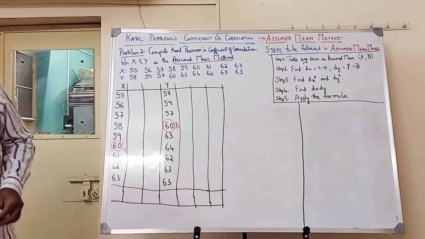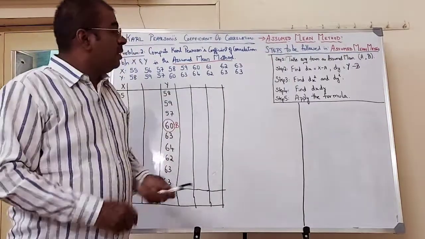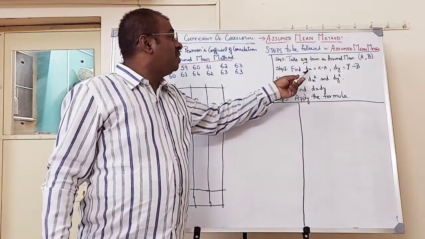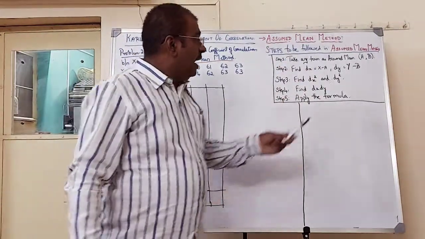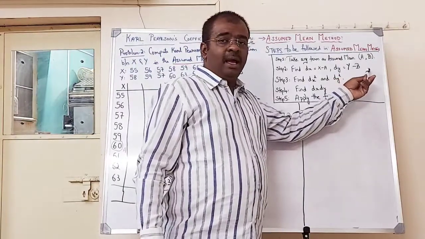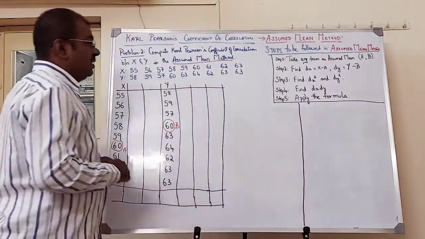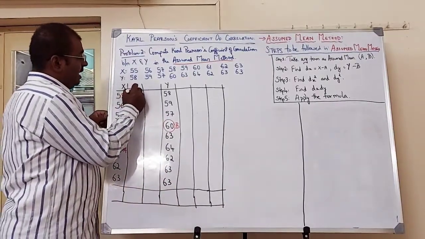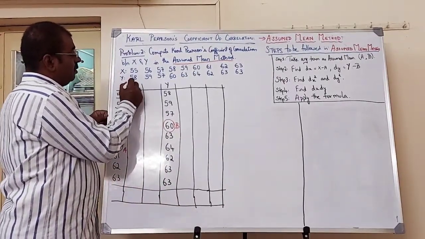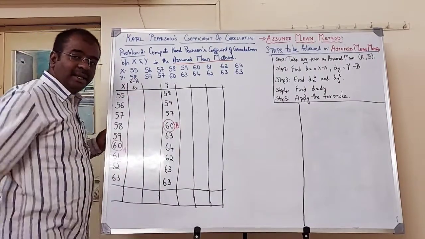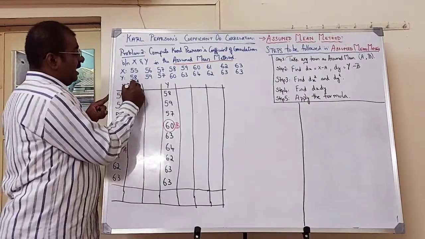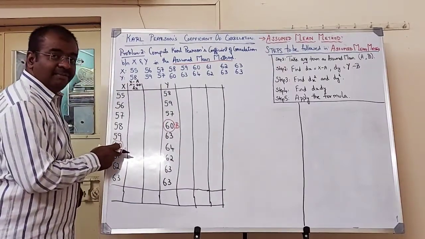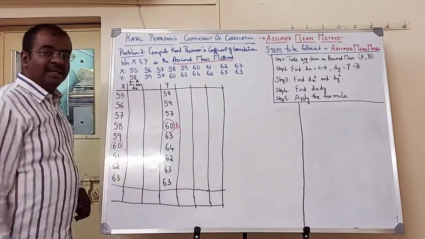Now, that was step number 1. Step number 2 says find dx, that is deviation of x from assumed mean, and deviation of y from assumed mean. So that is dx and dy. So let us begin with dx. dx is equal to x minus A. In this case, x minus 60, since our assumed mean A is 60.